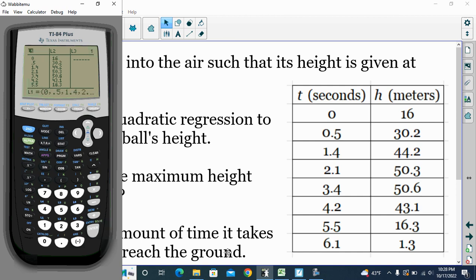Even though it doesn't ask us for a scatter plot, it might be a good idea to take a look at it. You will need to make sure your plot is on. There's two ways to turn your plot on. You can go to y equals and highlight plot 1 and push enter so that it's highlighted, and then it will be on. The other way is by pushing second y equals and manually going to plot 1 and turning it on, making sure it's a scatter plot, relating list 1 to list 2 with whichever mark you want.